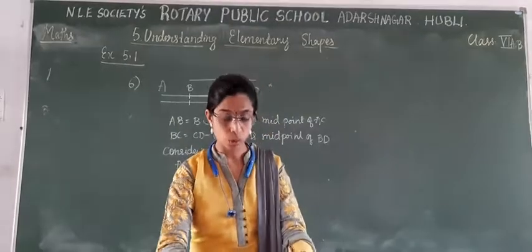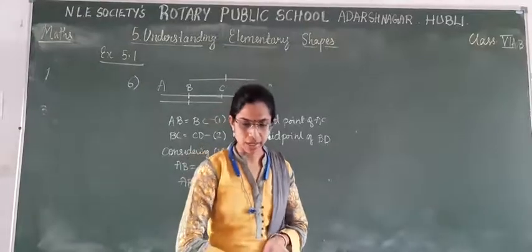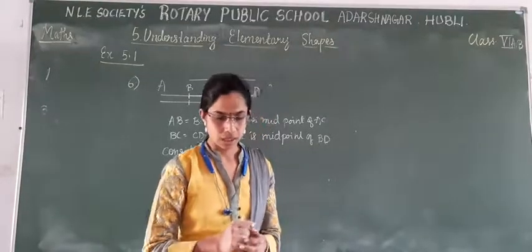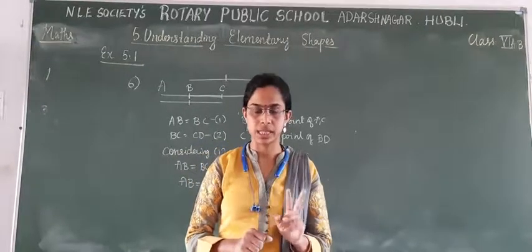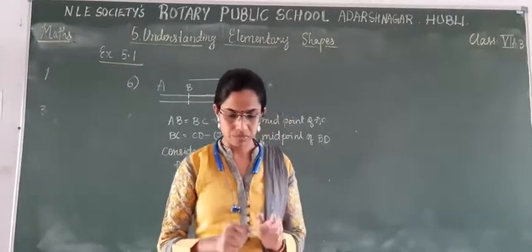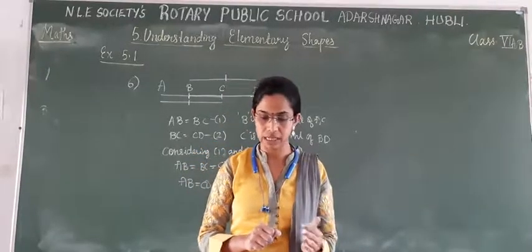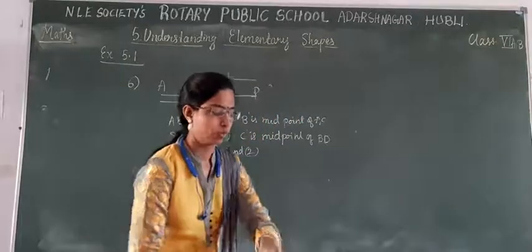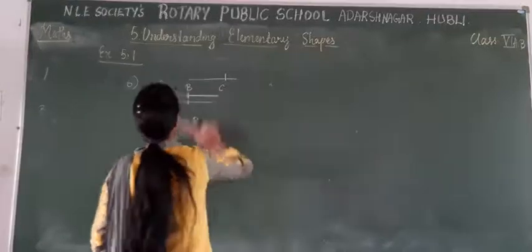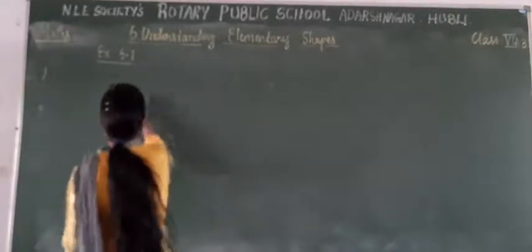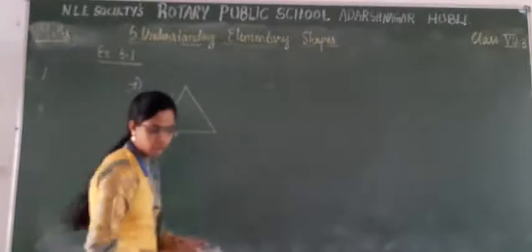Now let's move to the last question. Draw 5 triangles and measure their sides. Check in each case if the sum of the lengths of any two sides is always greater than the third side. I will draw any two triangles, and the meaning will be given to you in the class. Just the 7th question. Roughly you draw and measure.